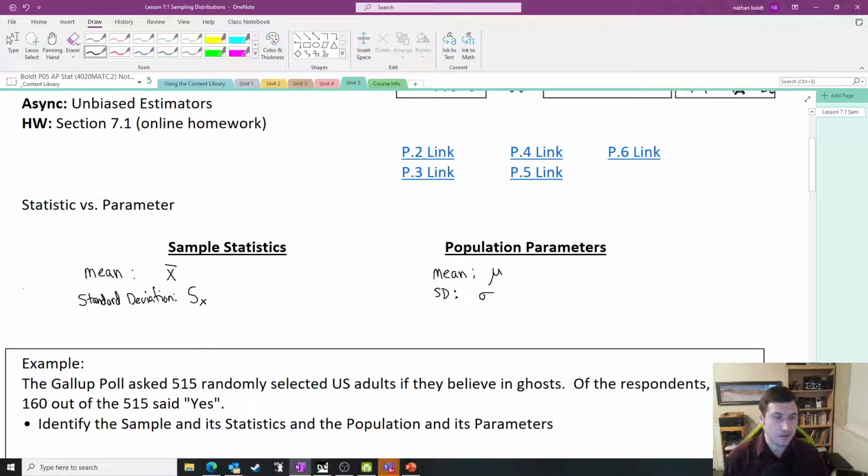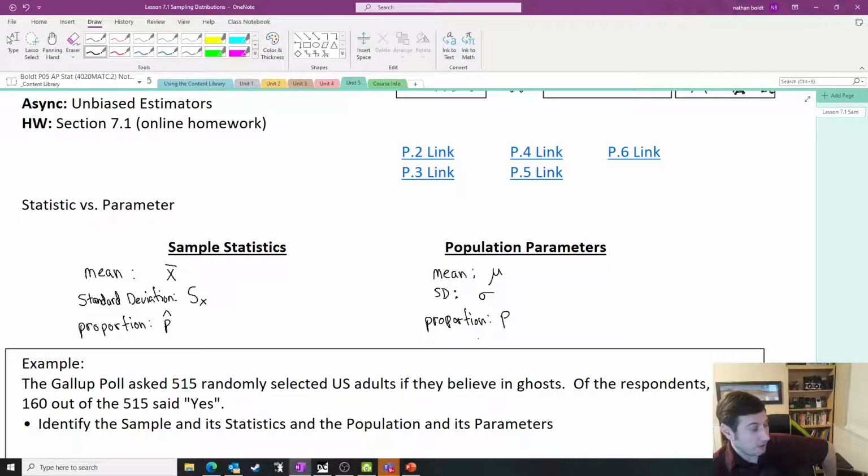It's not always the mean. Sometimes it is a proportion. For a statistic, we use p hat. Proportion is p hat, and if it's a population proportion, we use p. But, you say we use Greek letters? Two out of three ain't good enough, man.